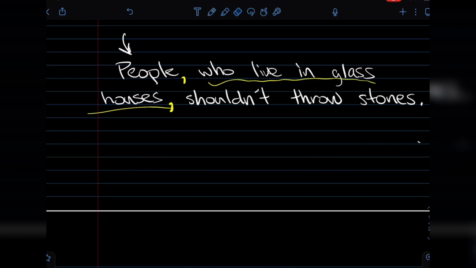And so we can't treat that as a parenthetical. It wouldn't make any sense. You would want to get rid of the commas or just not have them there in the first place. We're referring to a specific kind of people. People who live in glass houses shouldn't throw stones. That clause is essential to the meaning of the sentence, and you would not mark it off with two commas.